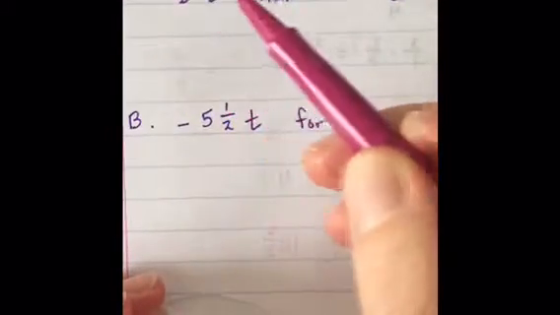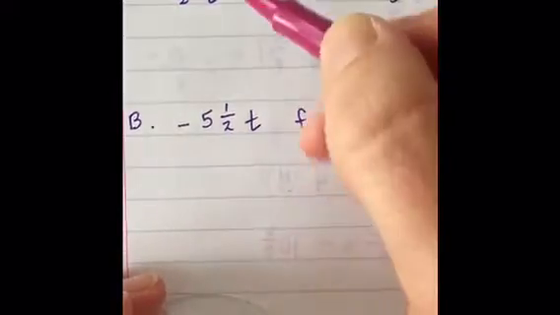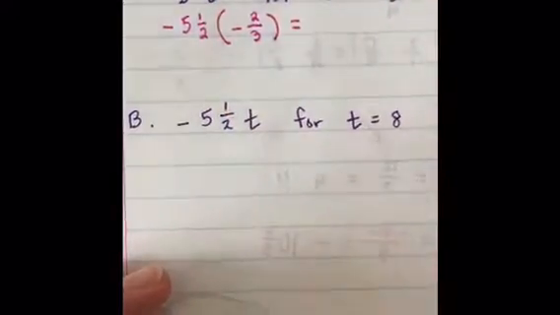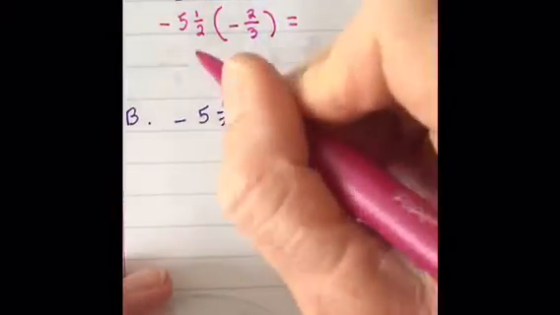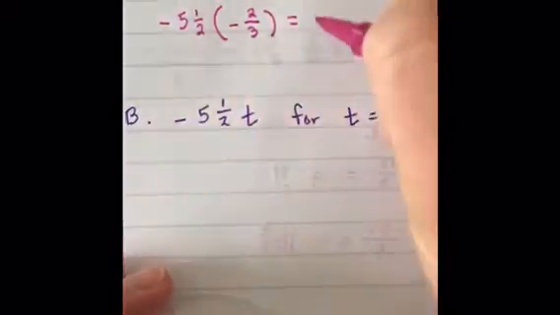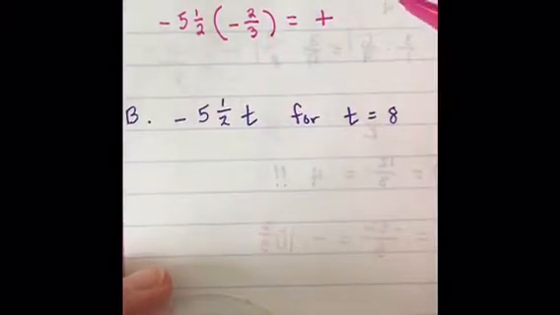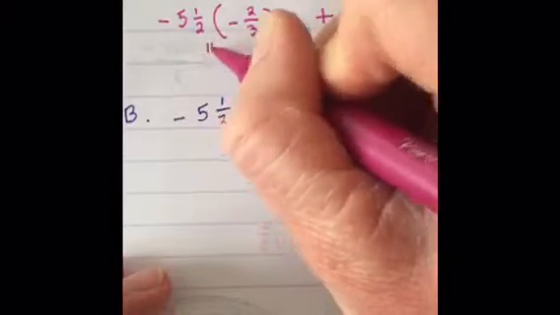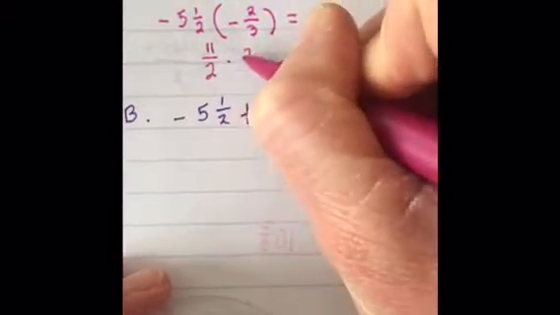So we're going to say negative 5½ times t, where t equals this. So we rewrite the problem, negative 5½ times whatever t is, which is negative 2/3. Well, we can't work with this mixed number, so we're going to need to rewrite it. And we're going to notice that this is a negative times a negative, so the answer is going to be a positive. But when I rewrite this, 5 times 2 plus 1 is 11/2 times 2/3.